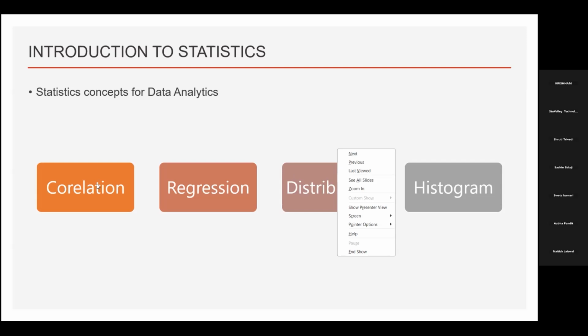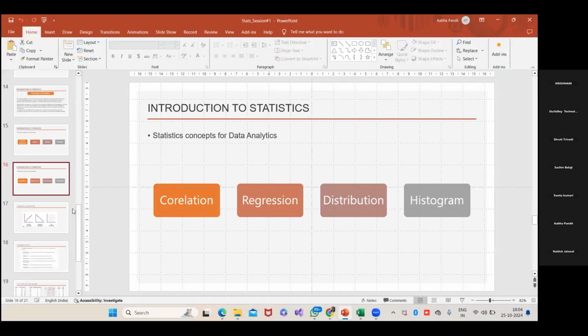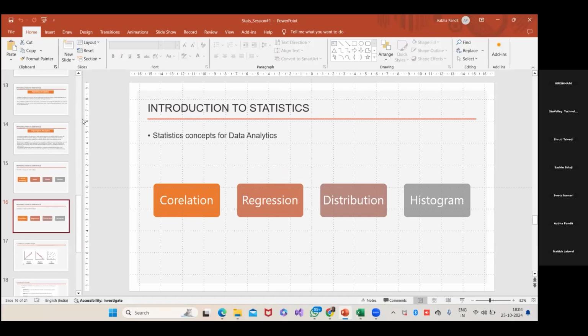So let's start with correlation. Where we will use a correlation, can anybody tell me? Correlation is normally used in data analytics when there are two parameters and we want to correlate them. So let's first talk about correlation and then we will go into the Excel side to implement it. Is it clear to everyone?